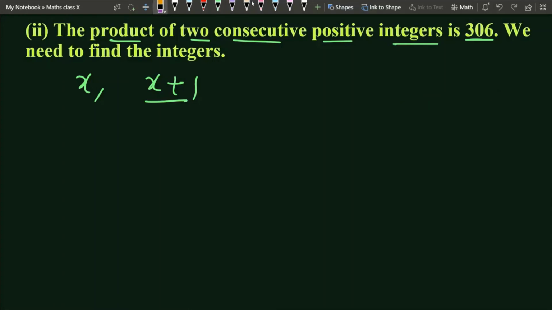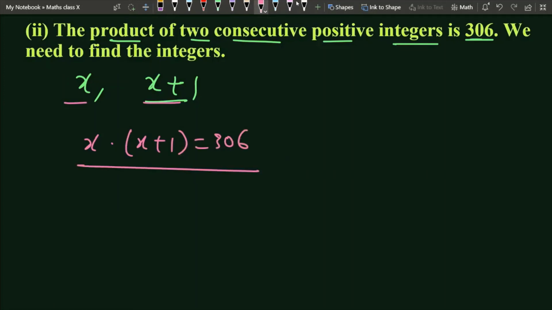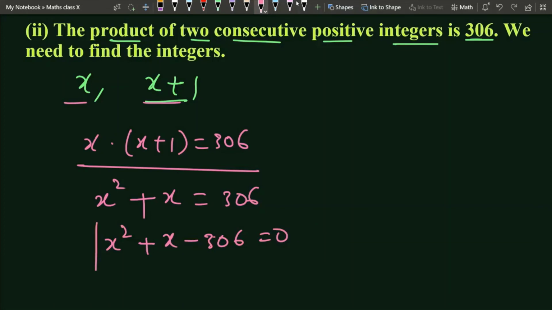Now the product of those numbers is 306. So multiply these two, you will get 306. x multiplied with x plus 1 is equal to 306. Just simplify this and you will get the answer, like x into x, x square plus x into 1, x is equal to 306. Or you can say x square plus x minus 306 is equal to 0. This is the required quadratic equation.